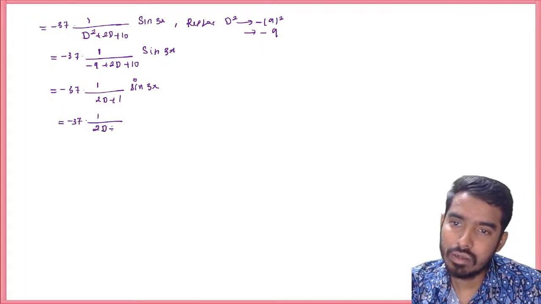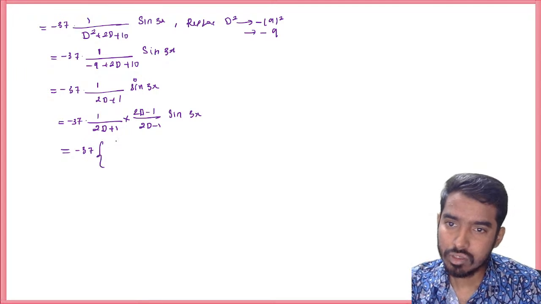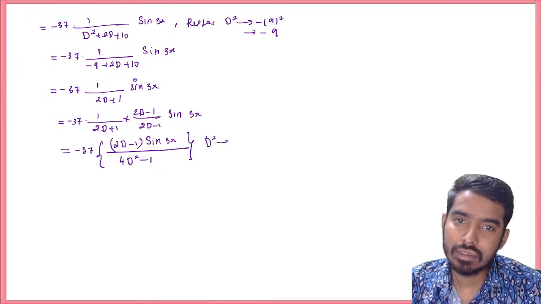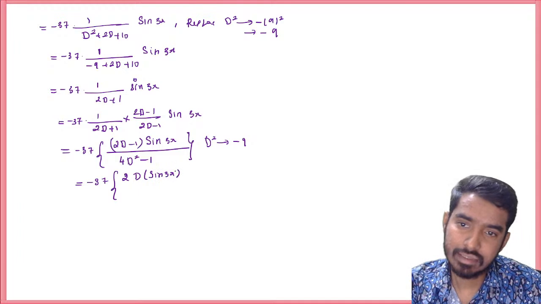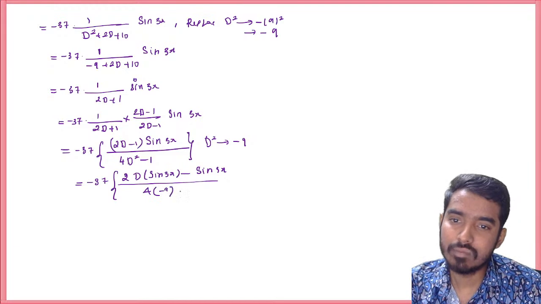So 1 divided by 2d plus 1. So 2d minus 1, 2d minus 1 sin 3x, right? This will be minus 37. So 2d minus 1 of sin 3x divided by a plus b, a minus b, it is a square minus b square. And we know d square is minus 9, right? So whenever you find d square, substitute that. So it will be minus 37. So 2 times differentiation of sin 3x minus sin 3x divided by 4 times d square, which is minus 9, minus 1. So this will be minus 37.